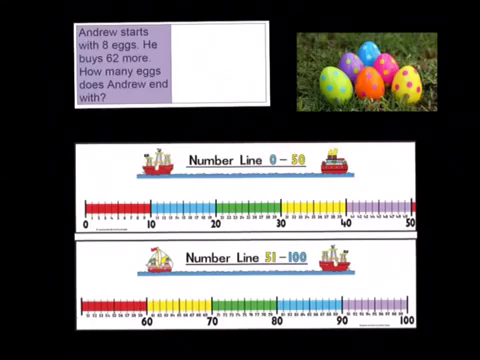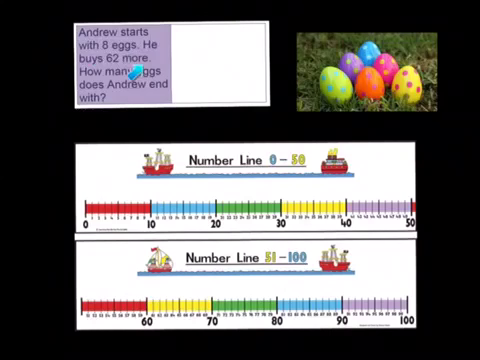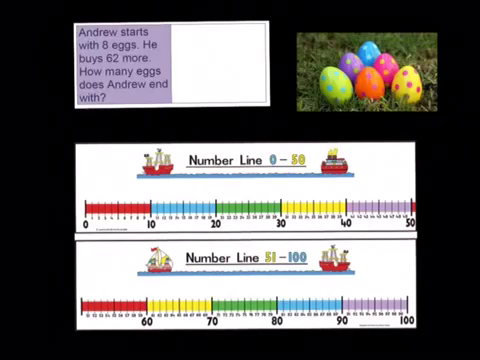Okay, let's have a go at another one. This time I'll read it to you and I want you to pause it and figure out the number sentence and then use the number line to figure out the answer. Okay, Andrew starts with 8 eggs. He buys 62 more. How many eggs does Andrew end with? So pause it here. I want you to write the number sentence. Use the number line to figure out the answer.